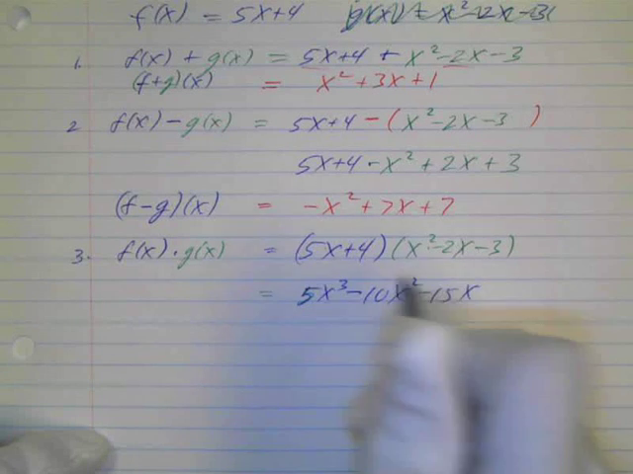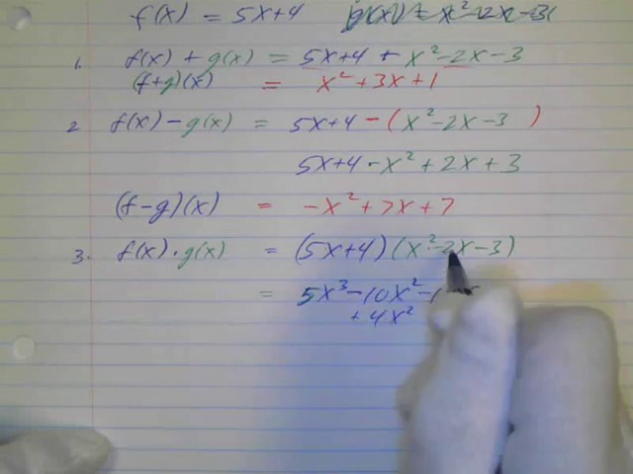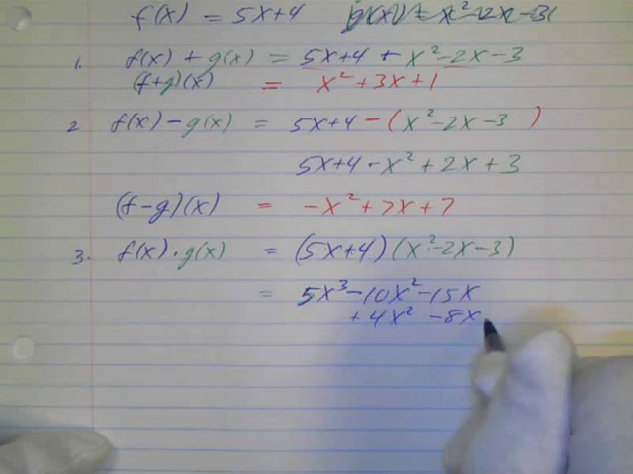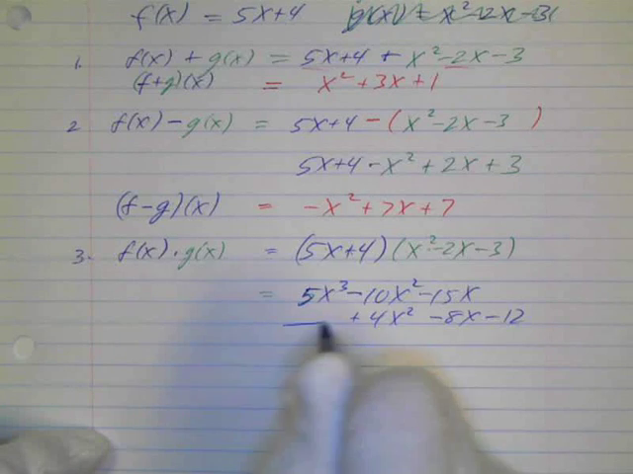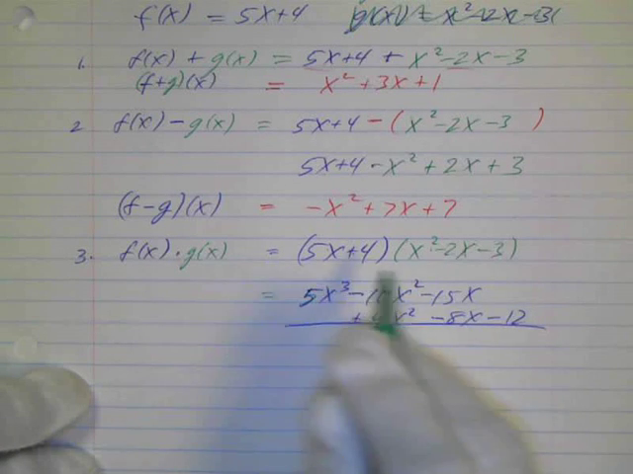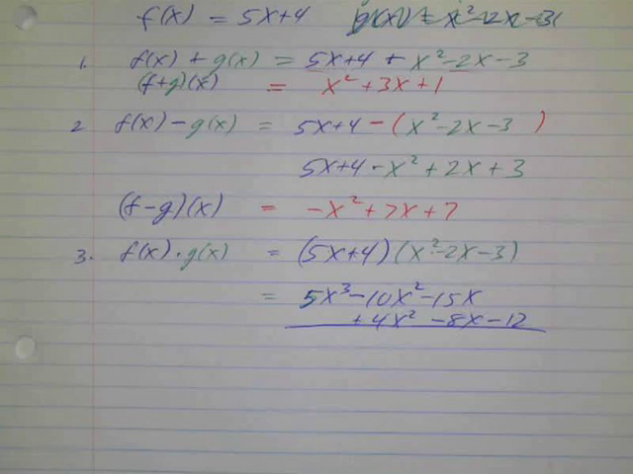So I get 4x squared, and then I get negative 8x, and a positive times a negative is a negative 12. So there we go. And then we could add all those up. We had some terms that were like terms in x squared and x. So that's usually going to happen if both factors are in descending powers. So we end up with 5x cubed.